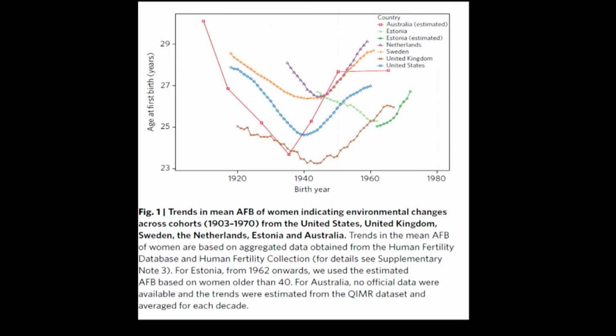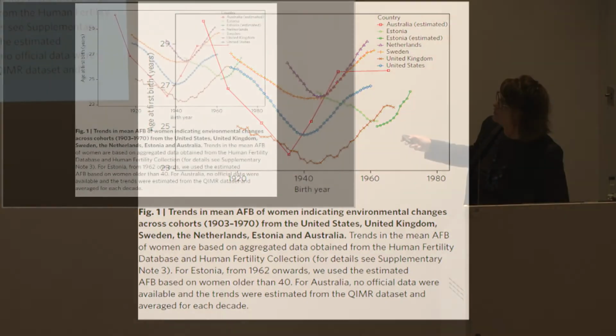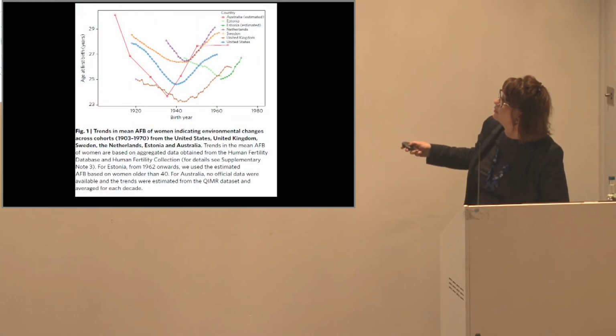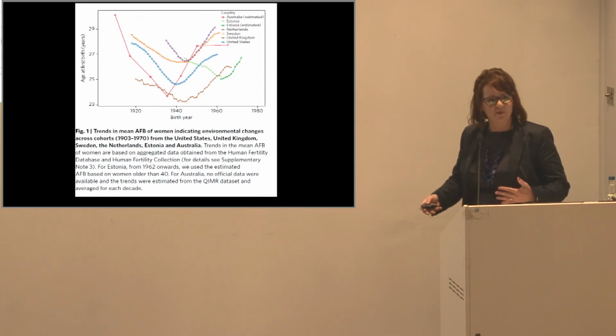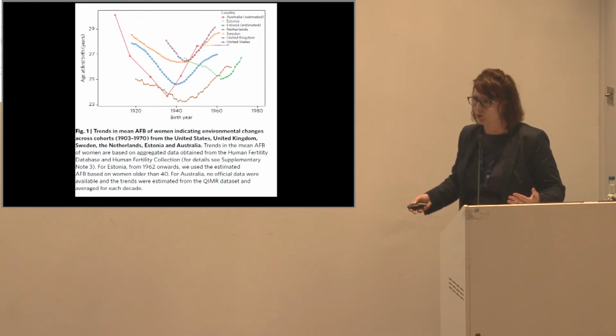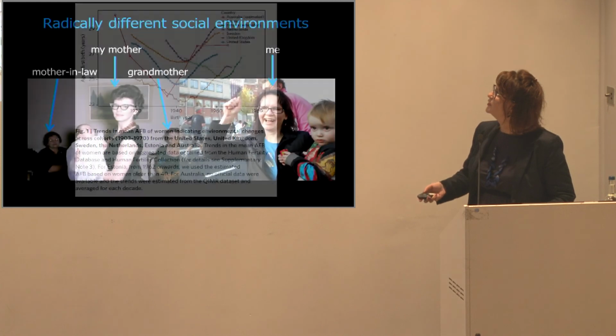So it's similar to what Gillian was showing about the progesterone levels. But this is Australia, Estonia, the Netherlands, Sweden, UK, US. You'll see that these ones were having their children at age 30 as they are now, but here it was low. So there must be differences across different birth cohorts and also across different countries.